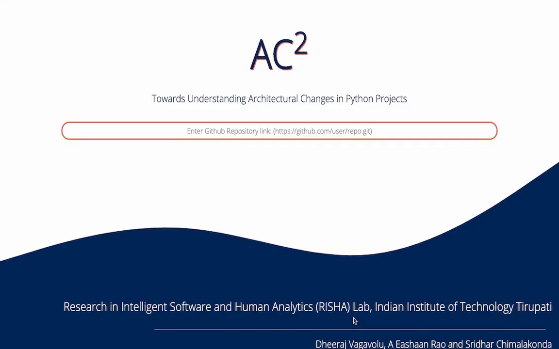This is the front page of AC Square. The user has to paste the Python repository link. In the backend, different version data is extracted from the repository and it is converted into AST format. This process can be seen in the terminal. However, the process may take several minutes based on the repository size and the number of versions it has.